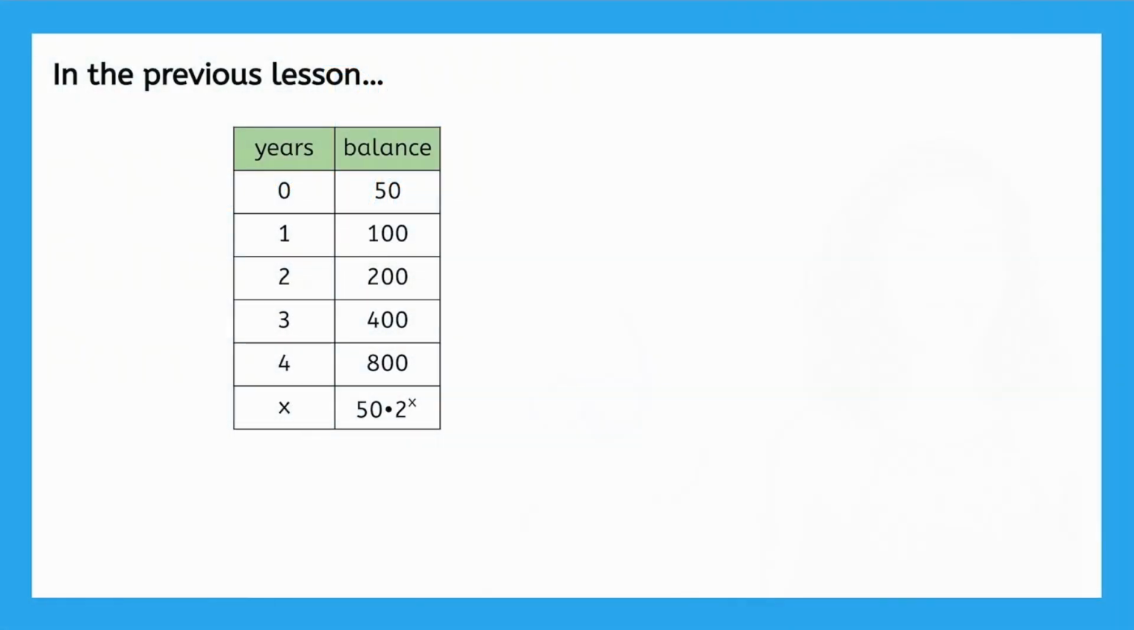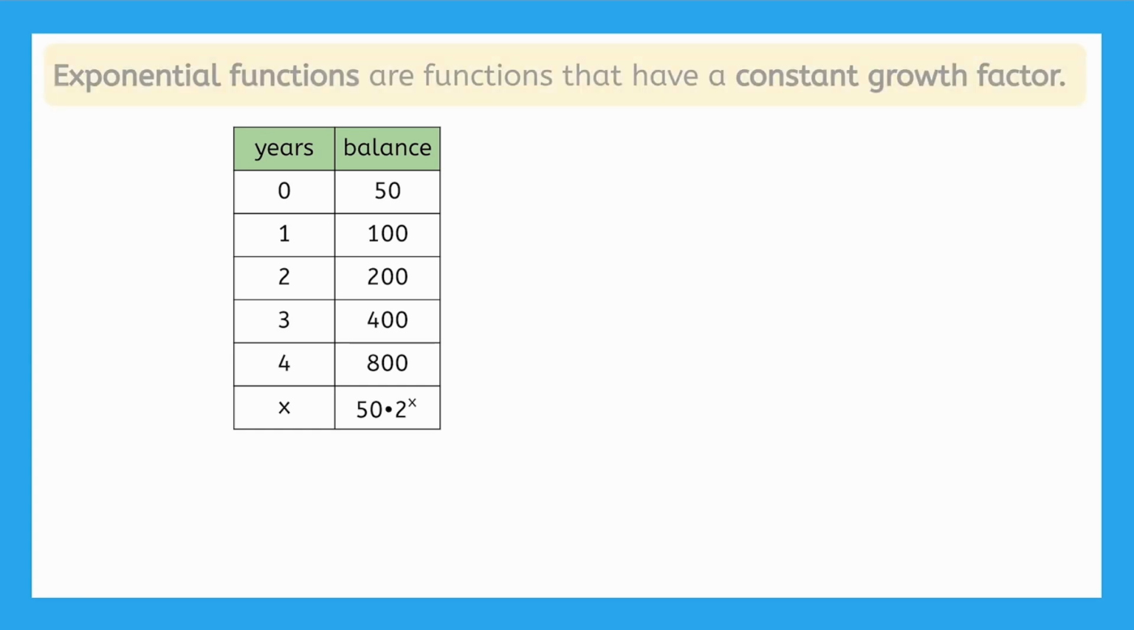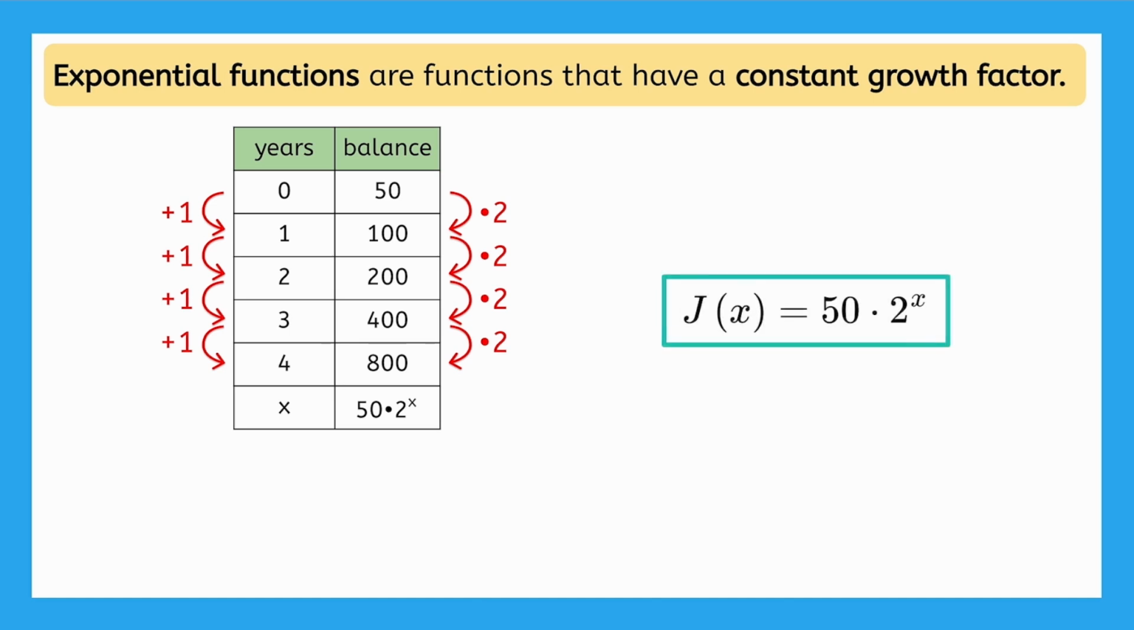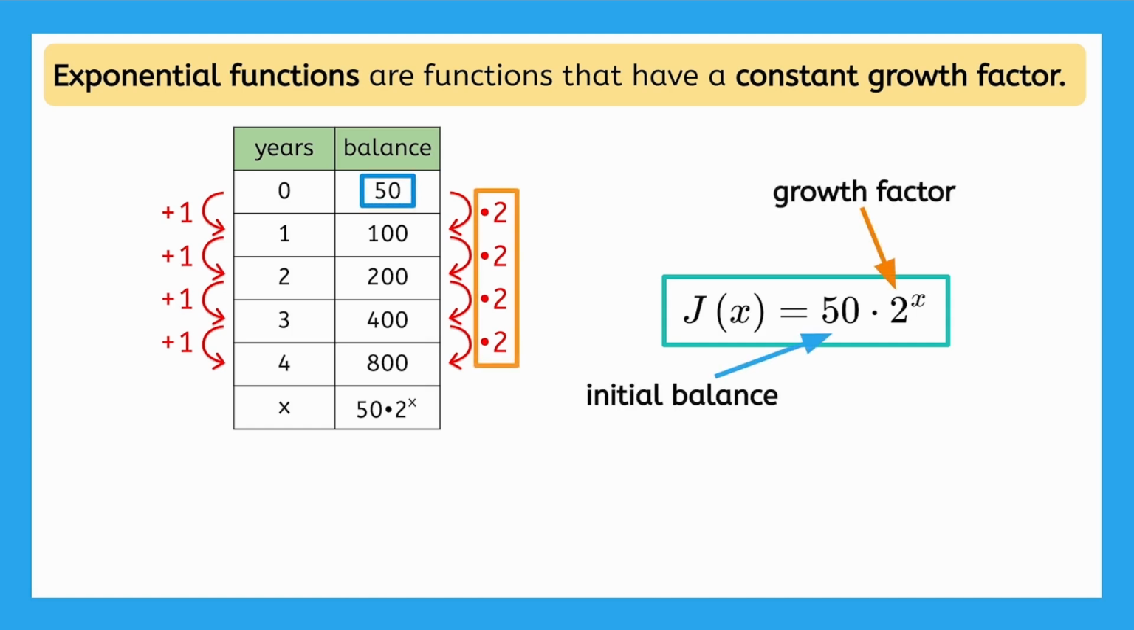In the previous lesson, we looked at a situation where the balance in an account started at $50 and then doubled every year. This situation was modeled by an exponential function, which we defined as a function that has a constant growth factor, meaning that every time the input increases by 1, the output is multiplied by the same number called the growth factor. We saw the equation for this particular function was j of x equals 50 times 2 to the power of x, where the 50 was the initial balance and the 2 the growth factor.